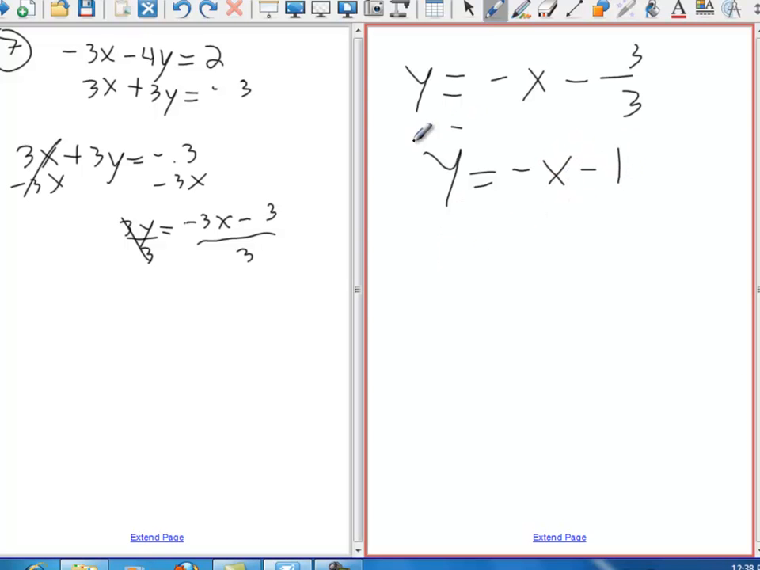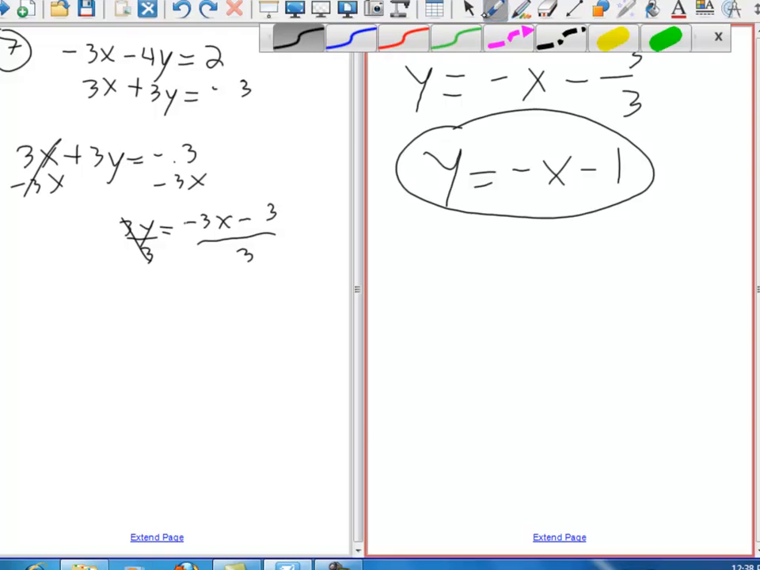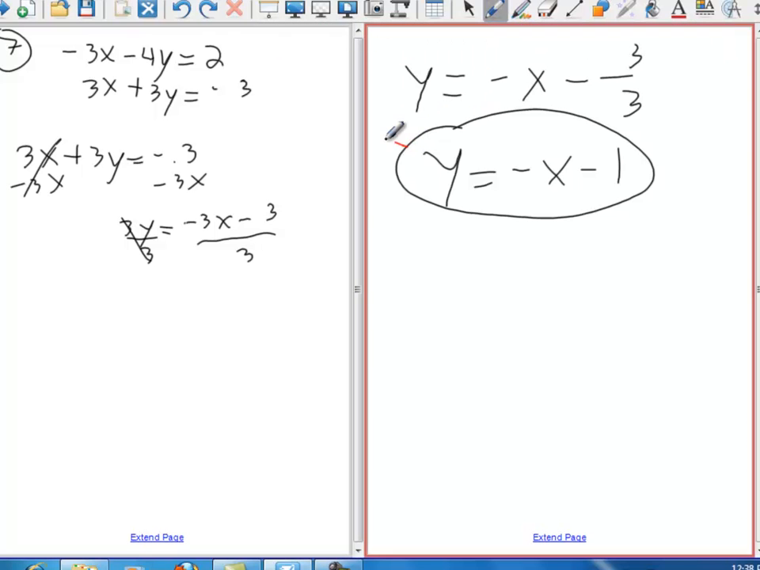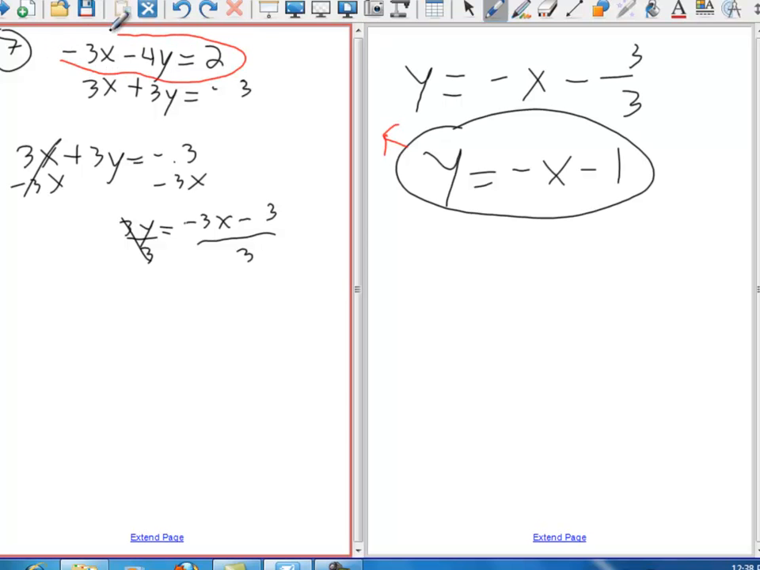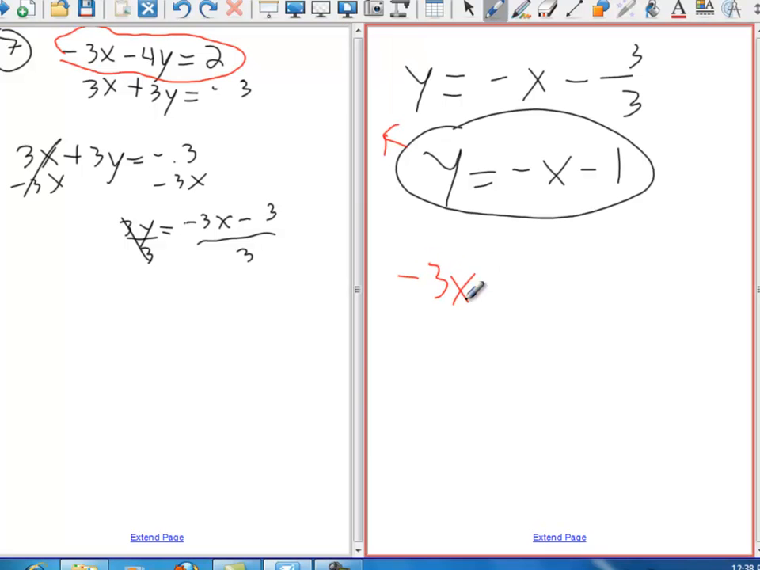So now we take this component here, right? And we got to put it into -3x minus 4y equals to into 2. This one, right? It has to be into the other equation that we haven't used yet. So let's do that. -3x minus 4y, but y is this, right? Yeah.